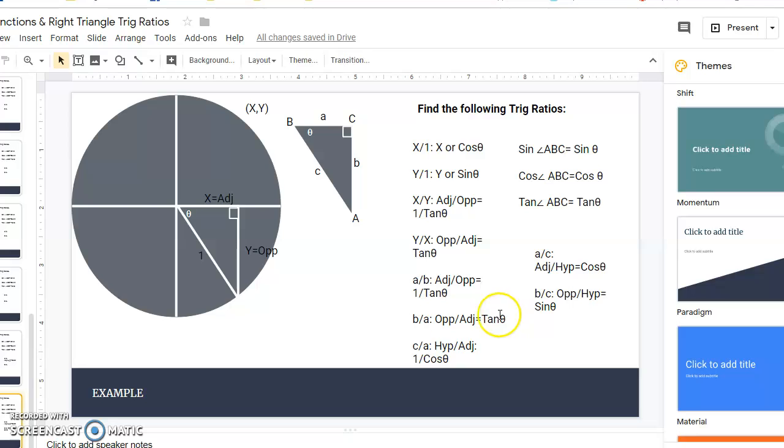So there you go. It's pretty simple. You follow your SOHCAHTOA and you will be able to find these trig ratios.